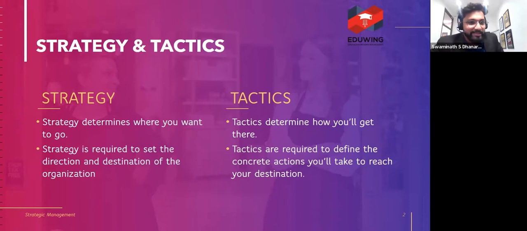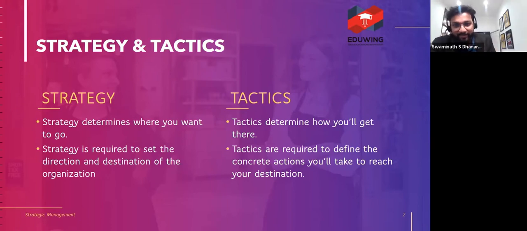Now, the second point: strategy is required to set the direction and destination of the organization. Since we are management students, and this is a management session, strategy is required to set the direction and destination of an organization. An organization has to have its own strategy. That is its ultimate vision. I'm using the word vision. Kindly note down that word, or register it in your brains. Strategy is the vision of an organization. It is the ultimate aim of an organization.